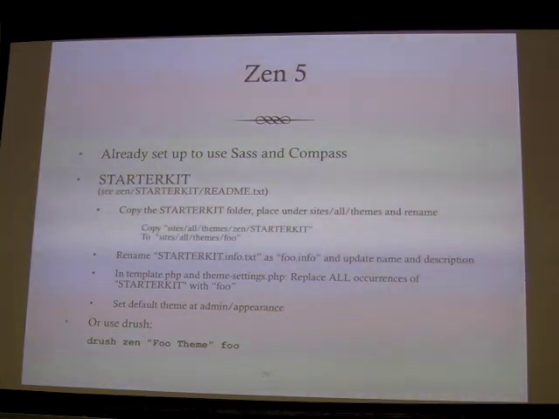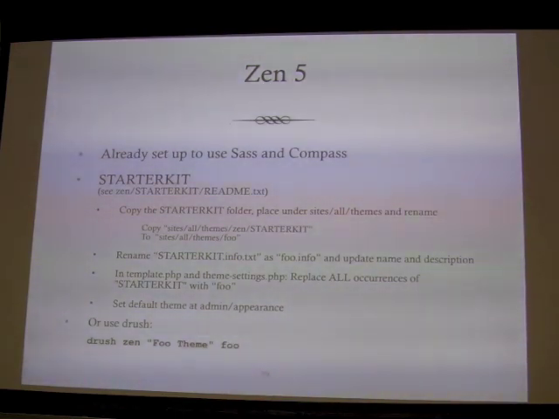Then you rename, there's a file in there called starterkit.info.txt. You just get rid of the .txt at the end and rename it foo.info. And then you can open it, it's just a text file, and edit the name and description. And then the two things you'll want to do is, in a file called template.php and a file called theme-settings.php, replace all instances of starterkit with foo. And then you just go to your admin appearance page and you set it.